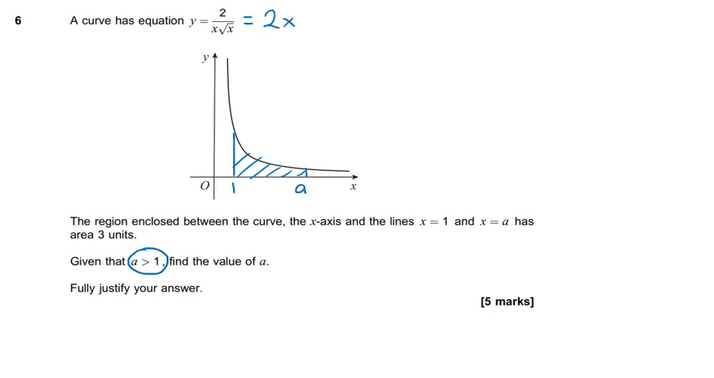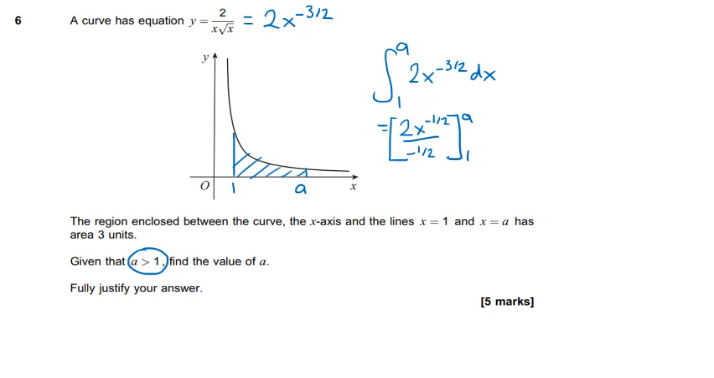So as just a power of x, we've got divided by x, that's x to the minus 1, and then divided by x to the half. So overall, that's x to the minus 3 halves. And so the area is just from 1 to a, the integral of this function. So let's work that out. So with the power law, we just increase the power by 1, divide by the new power. And then we'll put the limits there.